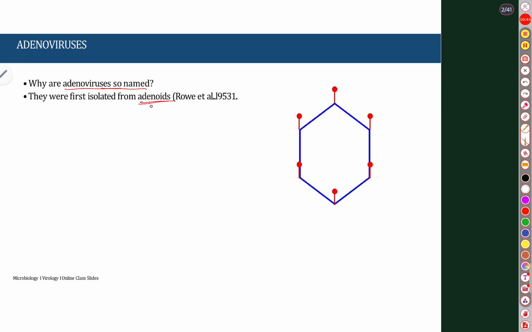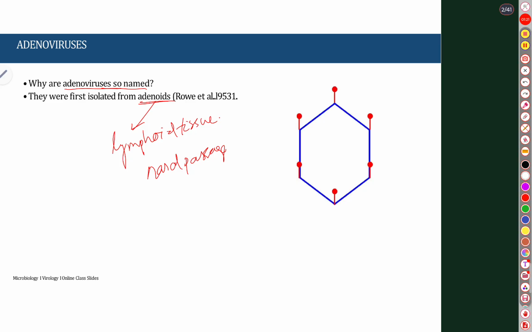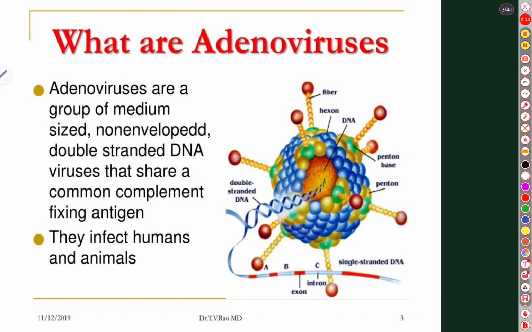So what do you mean by adenoids? Adenoids are nothing but a patch of lymphoid tissue at the very back of the nasal passage, and they form a part of the immune system. Also, they form the first line of defense for babies and young children by trapping the harmful bacteria and viruses that are swallowed in. Okay, so now what are adenoviruses?